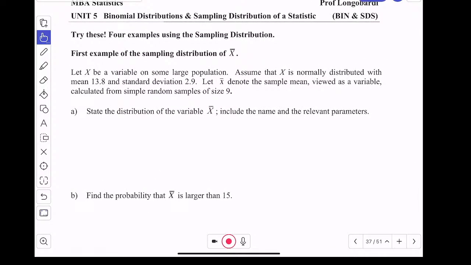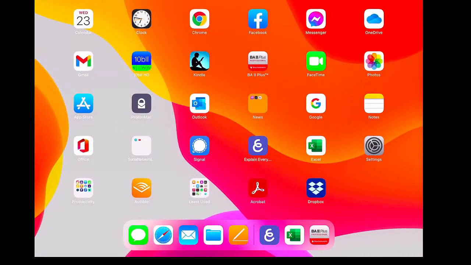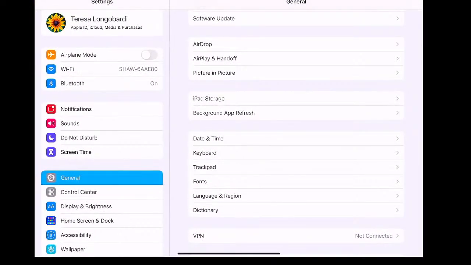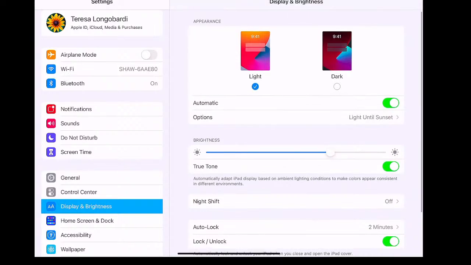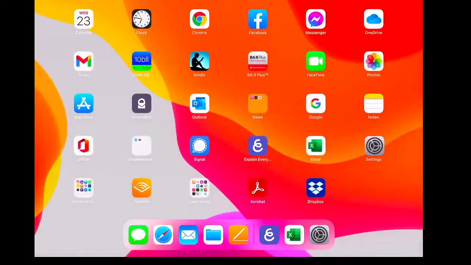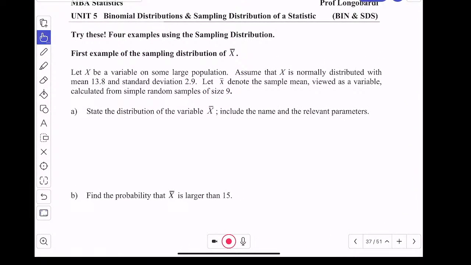Doesn't my screen look dark? Why does it look dark? Let's see what happened to my lighting. I don't know, it looked dark to me. Okay.